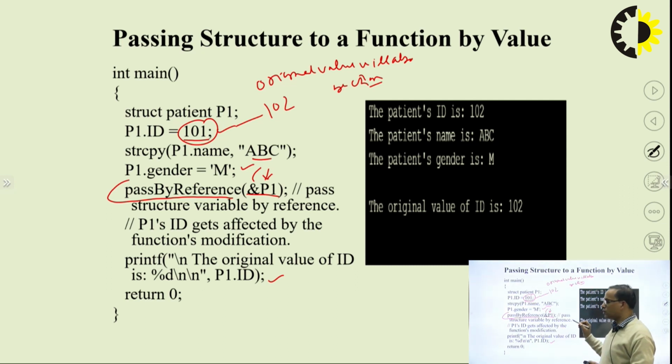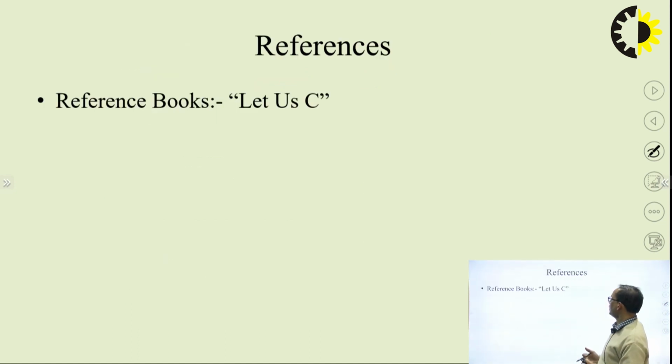So if we have to change the original value of a structure member, in that case we have to use the structure pass by reference method. These are the references; let us see the book.